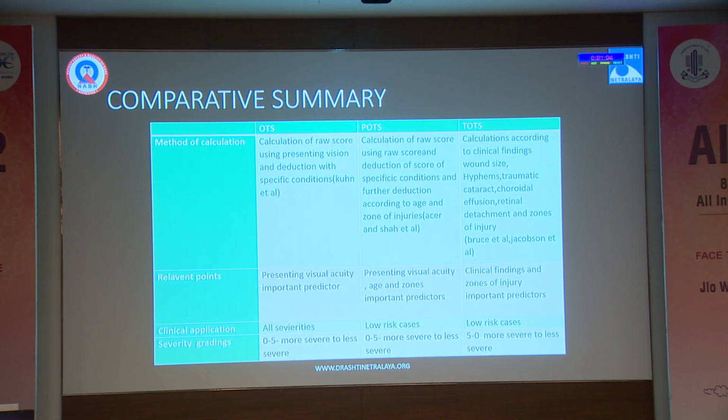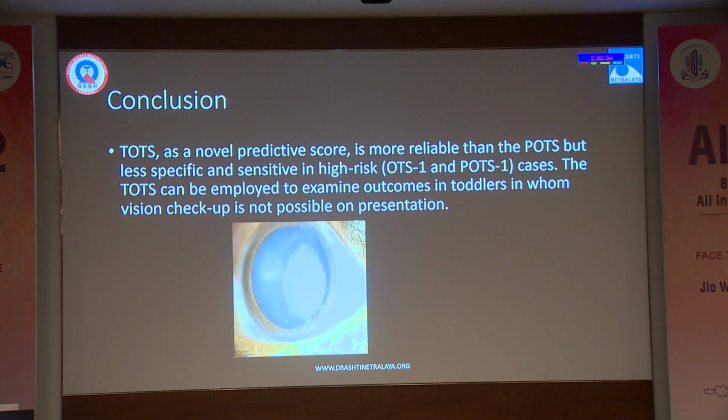This is the comparative summary: the ocular trauma score and pediatric ocular trauma score are basically based on presenting visual acuity, while the toddler ocular trauma score is based on clinical findings. Here it is from 0 to 5, from more severe to less severe condition. In the toddler ocular trauma score it is 5 to 0, from more severe to less severe. In conclusion, this is a novel predictive score, more reliable than the pediatric ocular trauma score, but less specific and sensitive in high risk cases. The TOTS can be employed to examine the outcome in toddlers in whom vision checkup is not possible at presentation. Thank you.